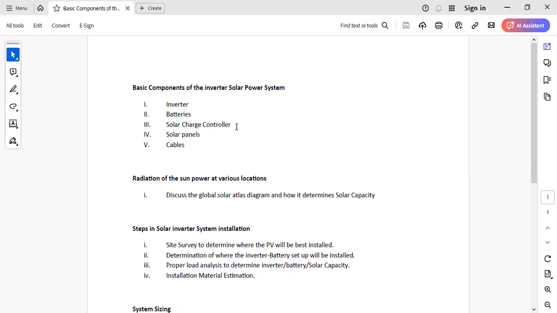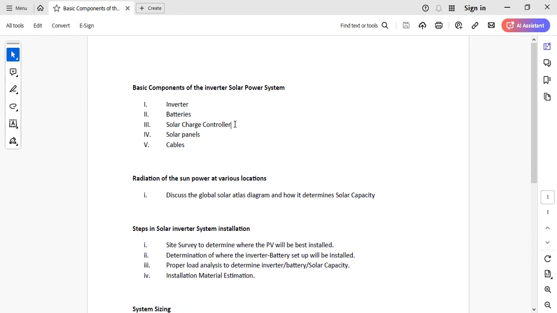The next component is the solar charge controller. As the name implies, it's a solar charge controller. It regulates the quantum of charge generated from the solar that goes into the battery. This controller is an important component of the solar power system in the sense that it protects the battery, so that the design lifespan of the battery will be properly utilized.